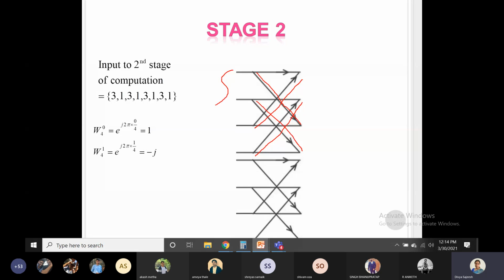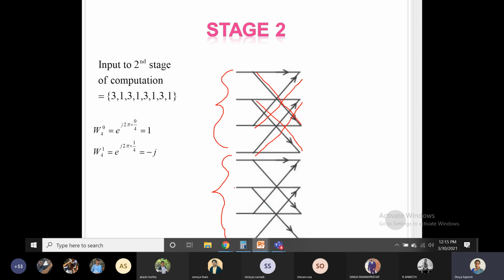Like that I have taken 2 such sets. This is one set and this is another set. Drawing lines from the first to the third, second to the fourth, third to the first, fourth to the second, this way you have to connect 2 basic building blocks of the butterfly diagram to obtain the second stage. In the second stage we need to club 2 such butterfly diagrams, so I have taken 2 such clubbed butterfly diagrams.